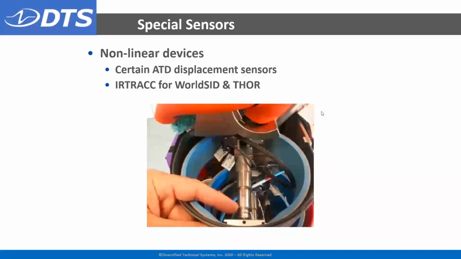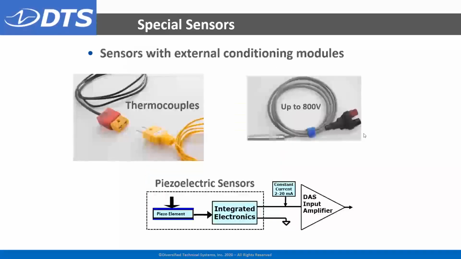There are some special sensors. This particular one is called an IR track. It uses the intensity of light in a telescoping tube to determine displacement. They are nonlinear devices, and there are special considerations there that we'll talk about in part 2. Other special sensors include thermocouples, measuring high voltages from electric vehicles, hybrid vehicles, and so on, and the entire class of piezoelectric sensors that require special signal conditioning.